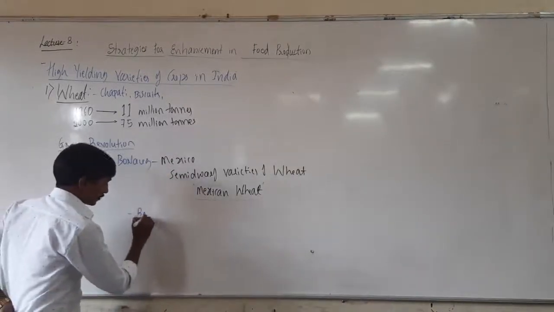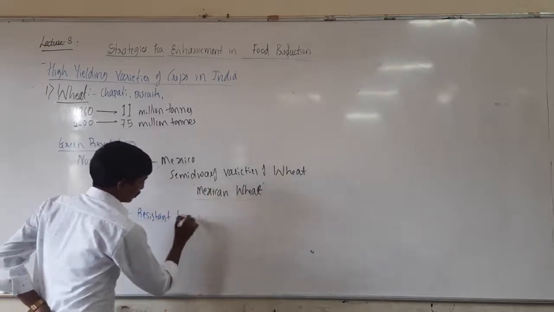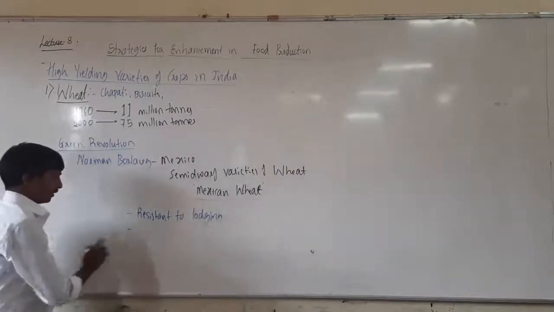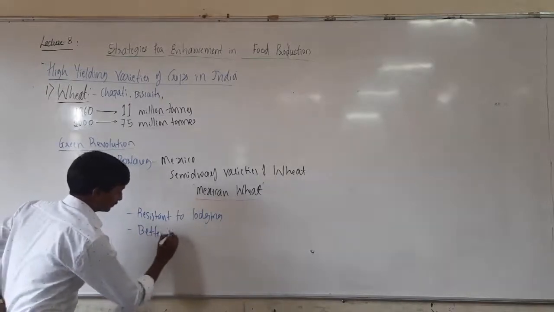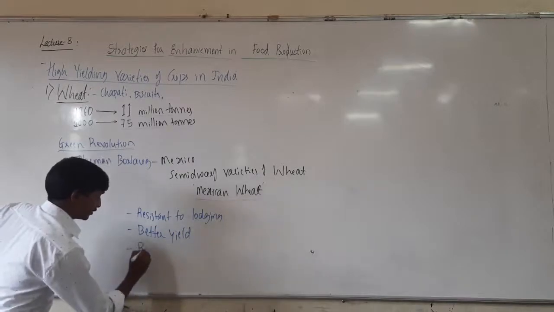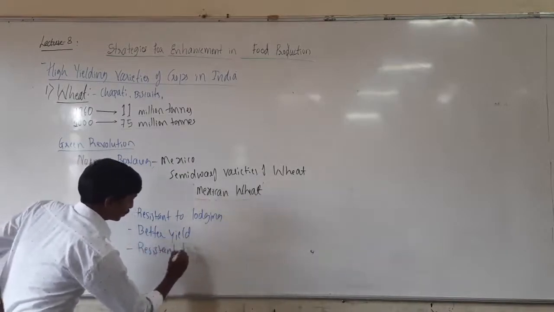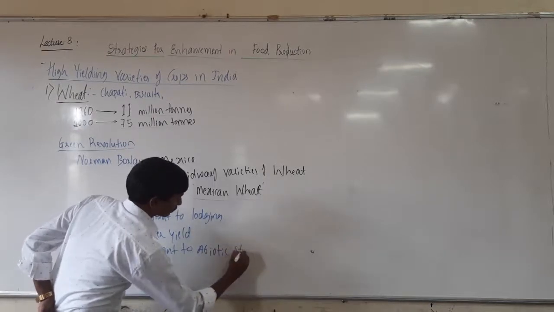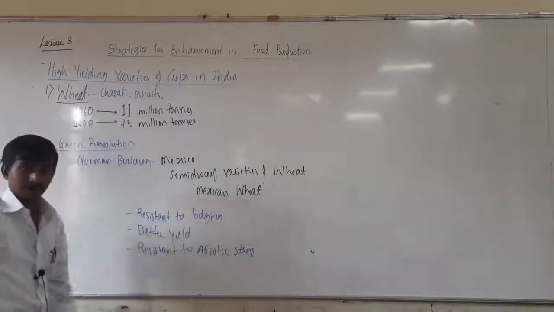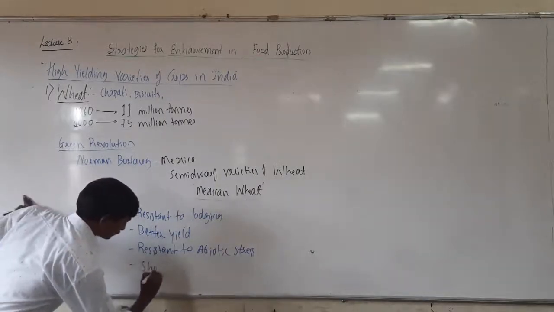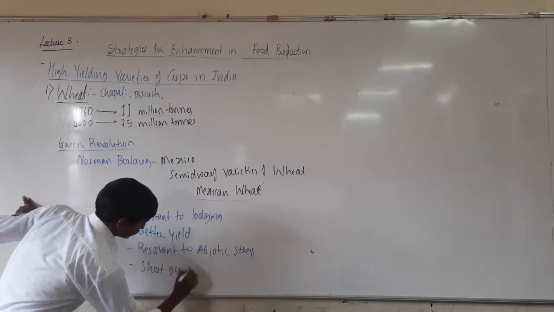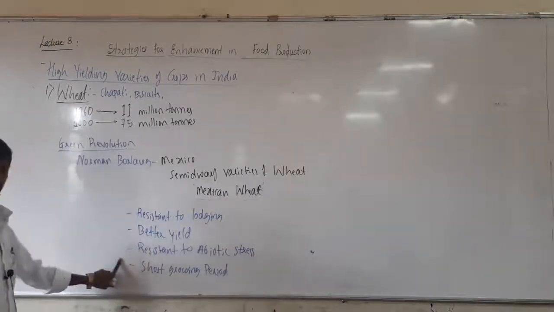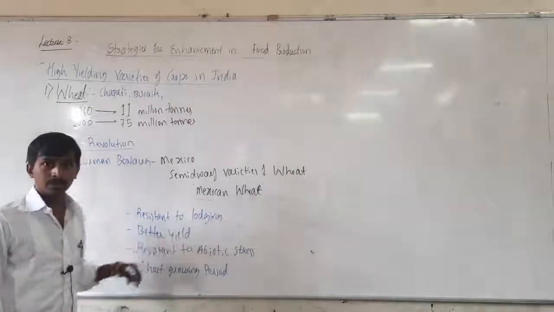This Mexican wheat had some peculiar characteristics. First, it was resistant to lodging, and it had better yield, and it was resistant to abiotic stress like temperature, etc. And it had a short growing period. Having these characteristics, these Mexican varieties have a high yield.